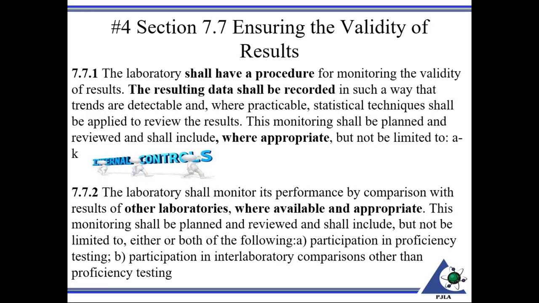We have 7.7.1, and we see the word shall here. So this is a section a laboratory needs to have a procedure for. And this includes the monitoring of the validity of results. The result data shall be recorded in such a way that trends are detected, and where practical, statistical techniques shall be applied to review the results. This monitoring shall be planned and reviewed and include, where appropriate but not limited to, a listing of items there, A through K. Blind testing, intra-lab testing is included in here, even checking the results. One thing with 7.7.1, these are all internal controls. These are things where you can just check the results and assure reliability from data maintained within the four walls of your organization.